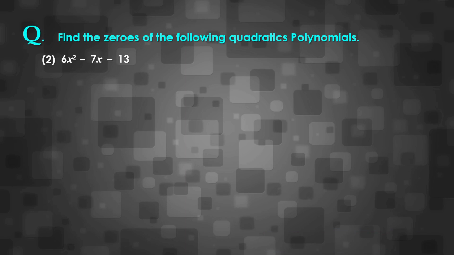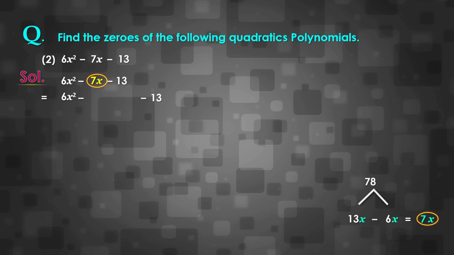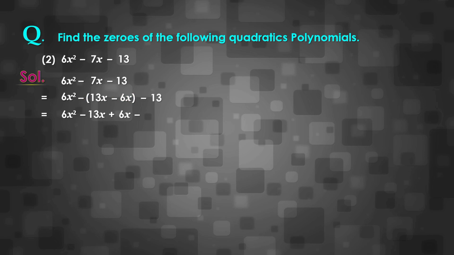Now let us find the zeros of the quadratic polynomial 6x squared minus 7x minus 13. First, we multiply the coefficient of x squared and the constant term. 6 multiplied by minus 13 gives minus 78. Now we look for two numbers whose product is minus 78 and whose sum is minus 7. The numbers are minus 13 and plus 6. Now we split the middle term minus 7x into minus 13x plus 6x. So the expression becomes 6x squared minus 13x plus 6x minus 13.